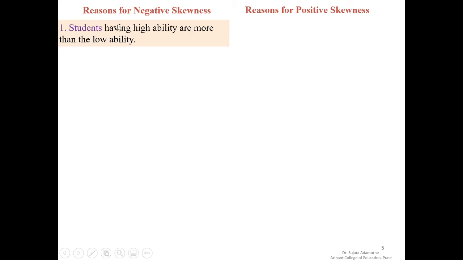For the negative skewness, if the students having high ability are more than those with low ability, that means originally the group is divided according to their ability, and in that group mostly the students have high ability, and so the negative skewness will come. Then if the students with low ability are more than those with higher ability, always on the positive side there is skewness, right?